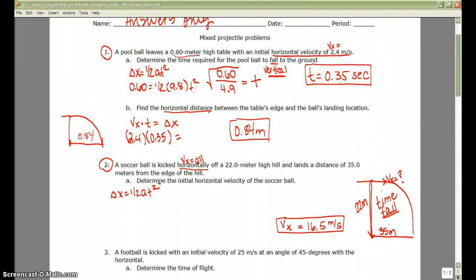So our equation to find time, same one that we used before, we're going to plug in this case the 22 meters, our acceleration, and we're solving for the time. So just like up above, we'll take the square root of that number. So we'll have 22 divided by your 4.9, and we'll take the square root of that number. So my time comes out to be 2.12 seconds.